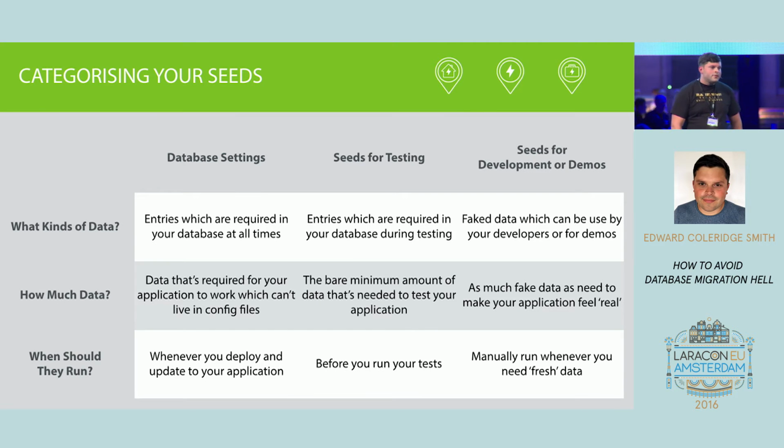Okay, so as mentioned, seeds can call other seeds. So you can categorize things. I would tend to use 3 categories maybe. I'd have my initial database settings seeder that's going to put in my initial settings and things into the database. And then I'd have my test seeder, which is going to put in a bare minimum of data into the database so that you can run your functional acceptance tests against it. And then I'd have seeds for development and demo and that sort of thing. So you can test your application out for real almost with fake data.